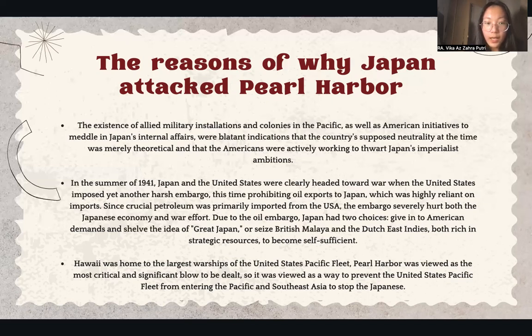And the third is that Hawaii was home to the largest warships of the U.S. Pacific Fleet. Pearl Harbor was viewed as the most critical and significant blow to be dealt, as a way to prevent the U.S. Pacific Fleet from entering the Pacific and Southeast Asia to stop the Japanese.